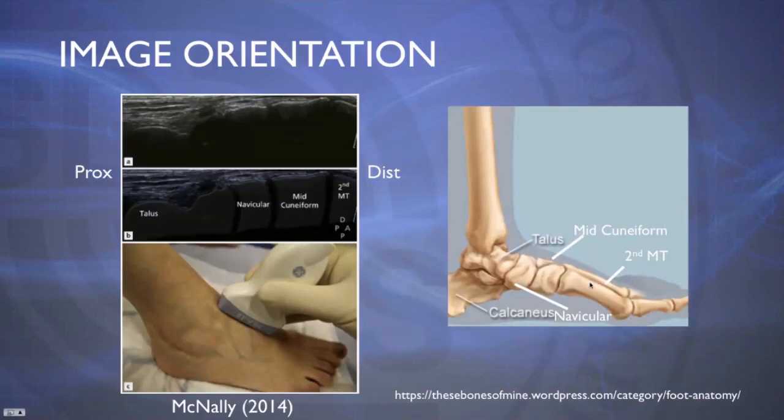This is another example of the proximal aspect of structures being on the left-hand side of the image and distal being on the right. This is showing an example of the anterior foot where we see the notches pointing up towards the patient's proximal surface. So this is where we see the talus, the navicular, the mid-cuneiform, and then the second metatarsal bones as we move more distally.